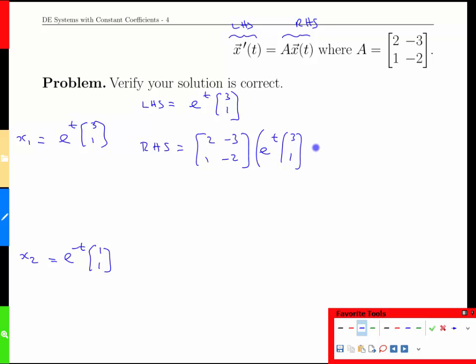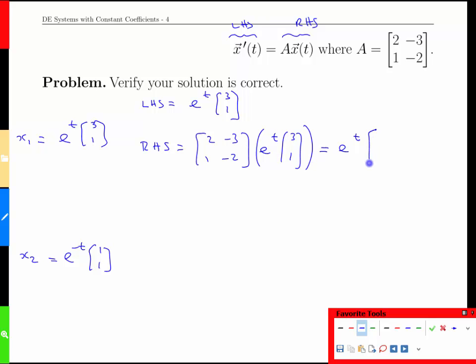So it's A times x. And that is e to the t times 2 times 3 is 6, minus 3 is 3. 1 times 3 minus 2 is 1. Absolutely, these are equal. Check.